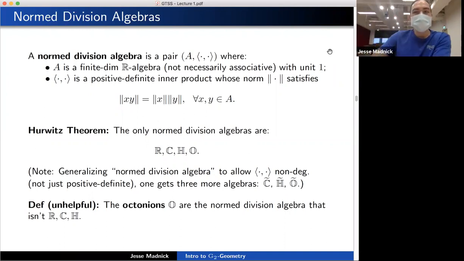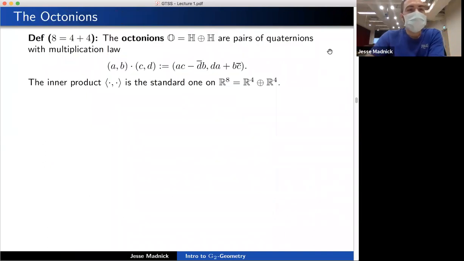So this is an unhelpful definition of the octonions. Let's give a better one. A more helpful definition comes from the process I just described, this Cayley-Dickson extension. You can think of the octonions as the Cayley-Dickson extension of the quaternions. So octonions are pairs of quaternions, with addition defined in the obvious component-wise way and multiplication defined like this. Since quaternions are non-commutative, you have to be careful with the order of the factors. And the inner product is the one you think it is: the flat one on R8.